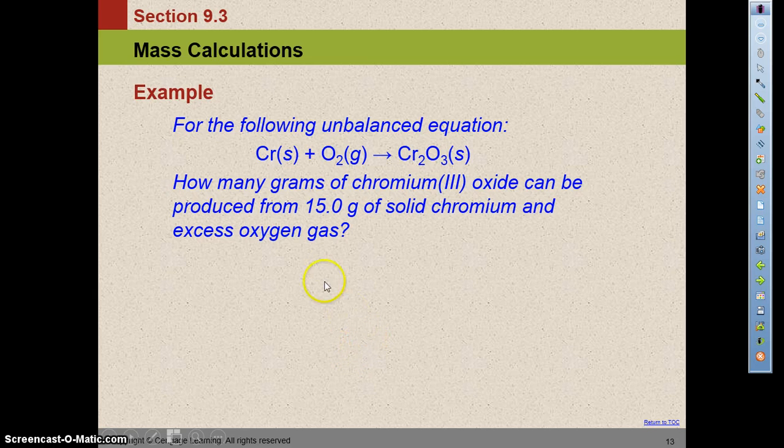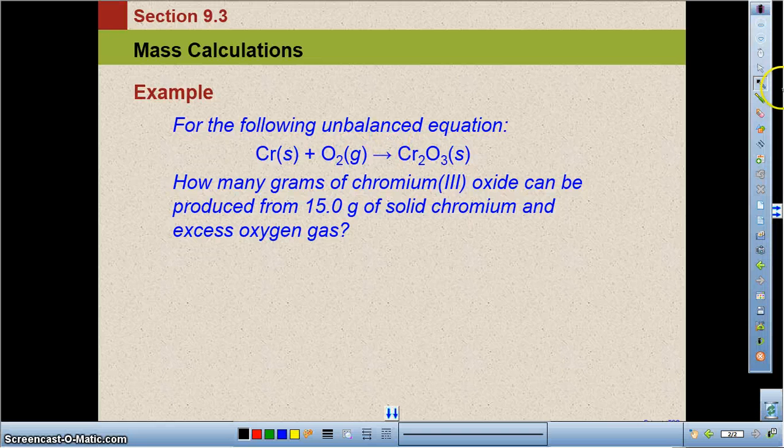It says for the following unbalanced equation, and there's unbalanced. You've got to make sure that you're balancing it. So we have to make sure that this gets balanced first.